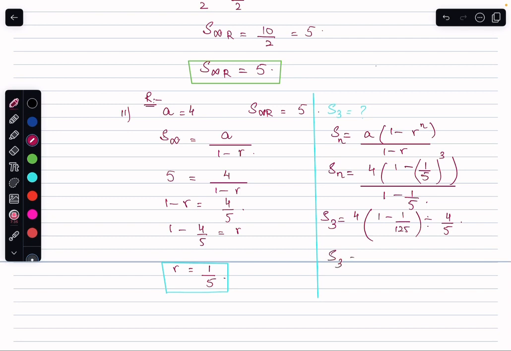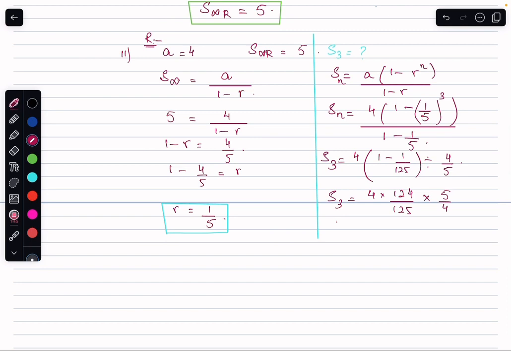So S3 is going to be 4 times 124 divided by 125 multiplied by 5 by 4, reciprocating 4 by 5, that becomes 5 by 4. Or we can say that the sum of the first three terms, the 4 gets simplified. Simplifying 4 and 125, that gives me 25, or I can say it's 124 divided by 25, or the sum of the first three terms for the progression is going to be 4.96. So this is going to be the answer for this question.